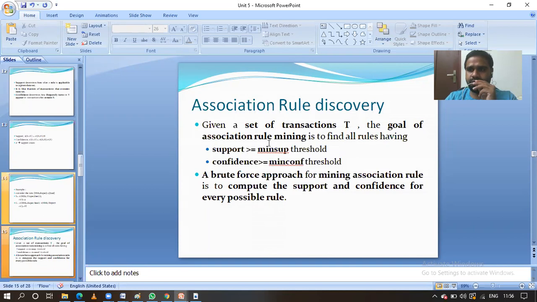For finding the association rules, they give some input data, and they will also provide the minimum support and minimum confidence. We have to measure the association rules based on this minimum support and minimum confidence.